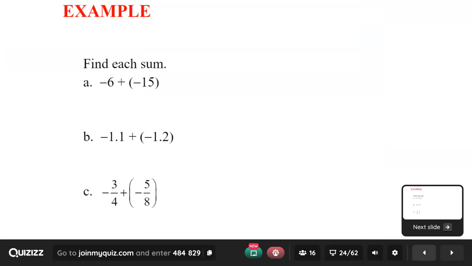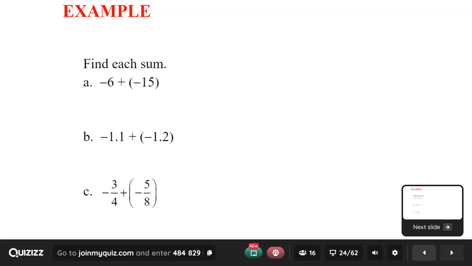I want to know what sign I'm going to have. So if I have negative 6 plus negative 15, is my answer going to be positive or negative? Negative. Why? Because negative plus negative is negative. It's a bigger negative number. Okay? For B, positive or negative? Negative. Same reason. C, negative, same reason.